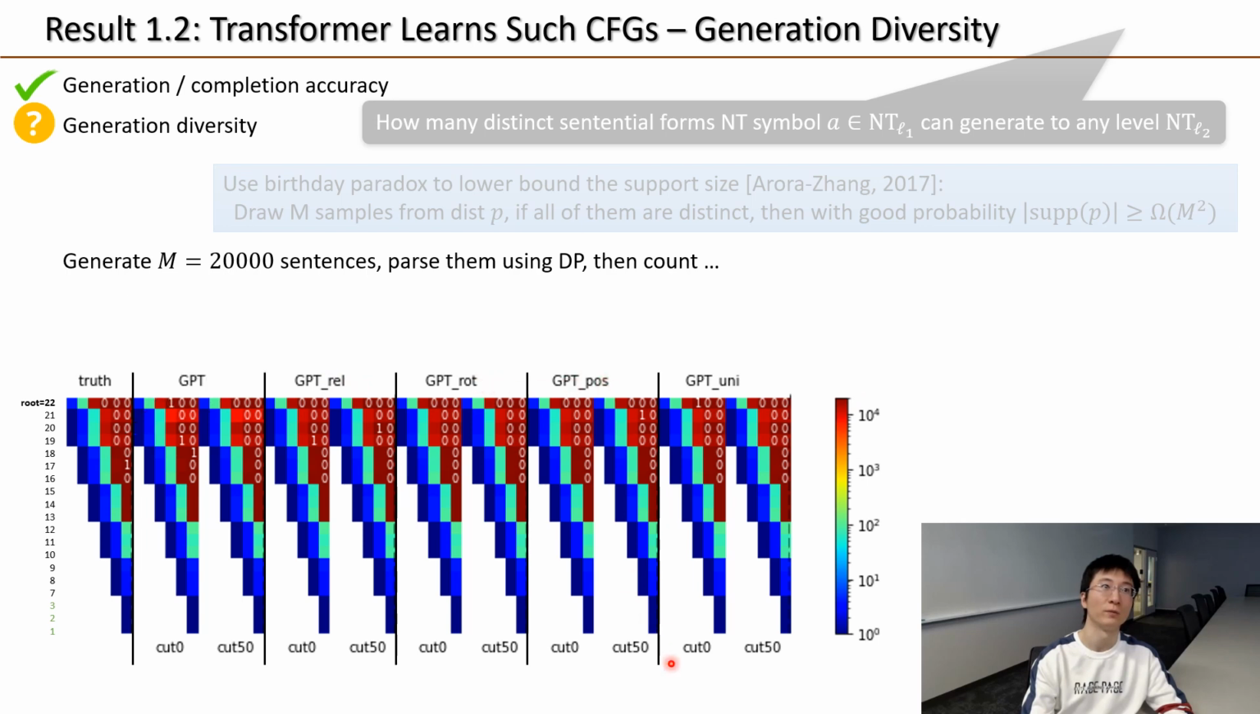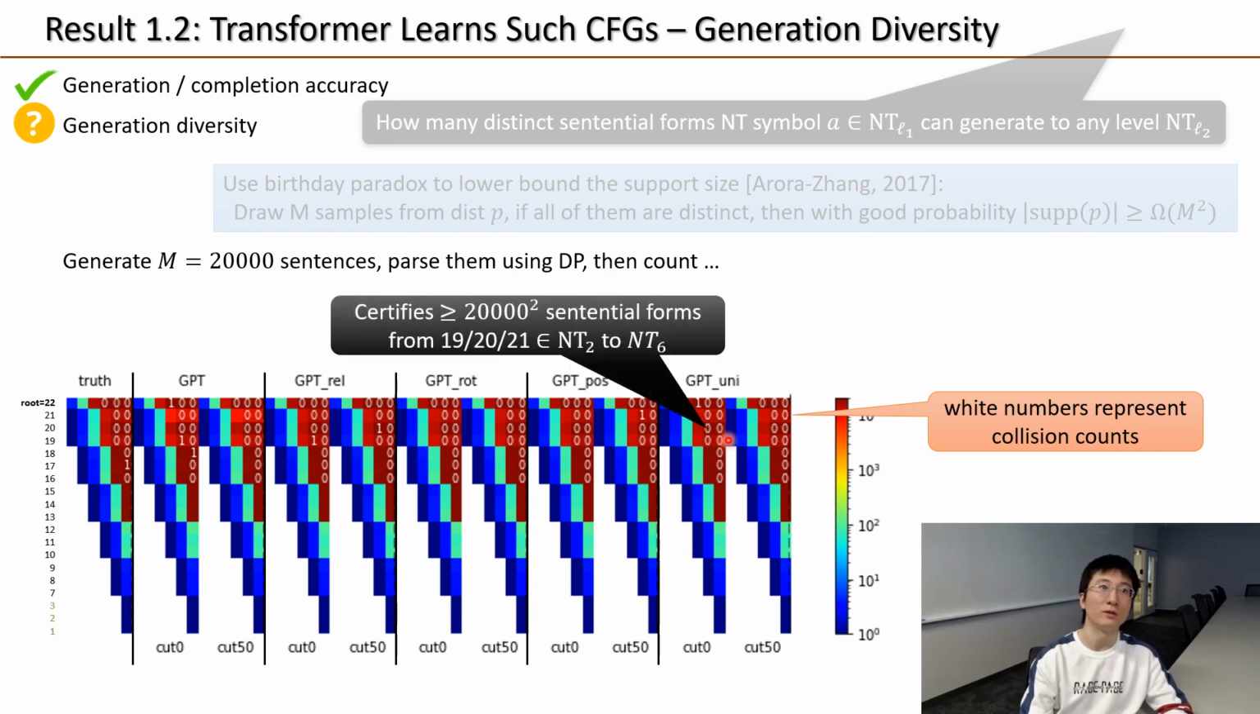So that's what the colors mean in this table with respect to the ground truth and to the output of other models. And more importantly, as I said, I'm checking these collision counts. So here the white numbers represent the collision counts. For instance, the 3 zeros here represent that if I start from NT symbols like 21, 20, and 19, and I generate from there, which are on the second level of the CFG, until the 6th level of the CFG, then I have no collision, 0 collisions. So that means by the birthday paradox, with good probability, there are at least 20,000 squared sentential forms from those symbols to NTs on level 6.